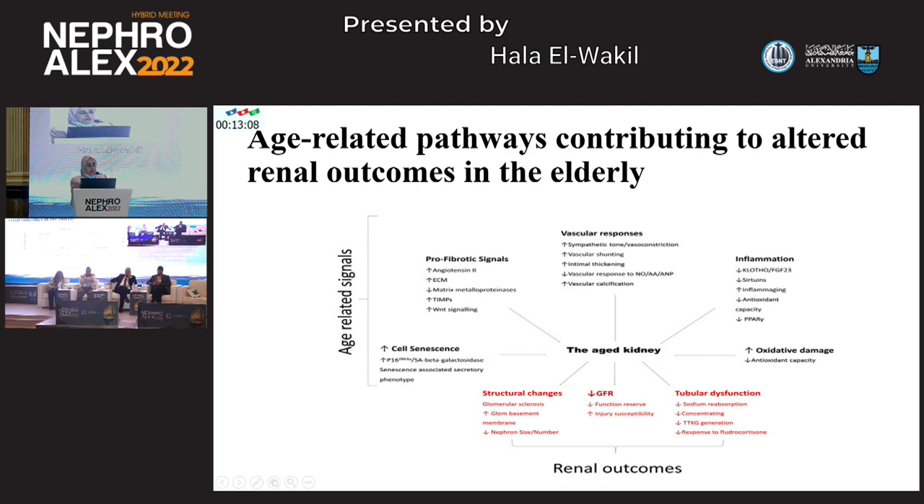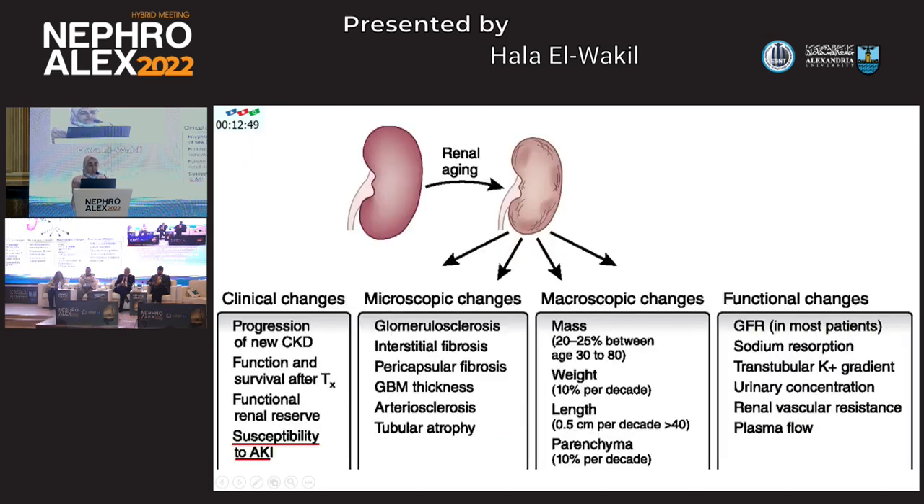A lot of age-related pathways contribute to the altered renal outcome in elderly, namely increased cellular senescence, profibrotic signals, and the vascular response with increased sympathetic tone, decreased vascular response to vasodilators, and increased vascular calcification. There is a state of inflammation in elderly and increased oxidative damage. So by the end of the day, we have high susceptibility to AKI.